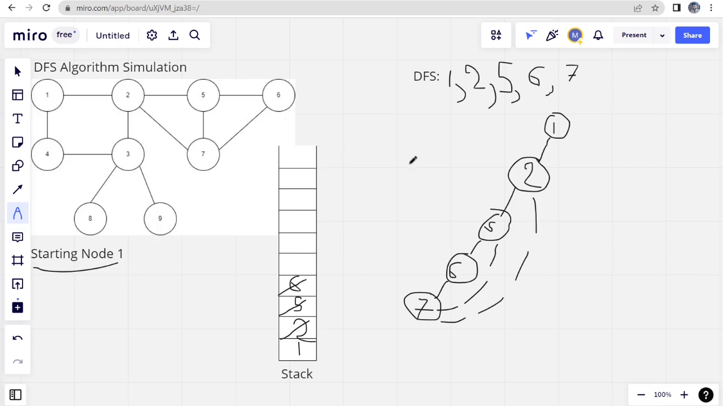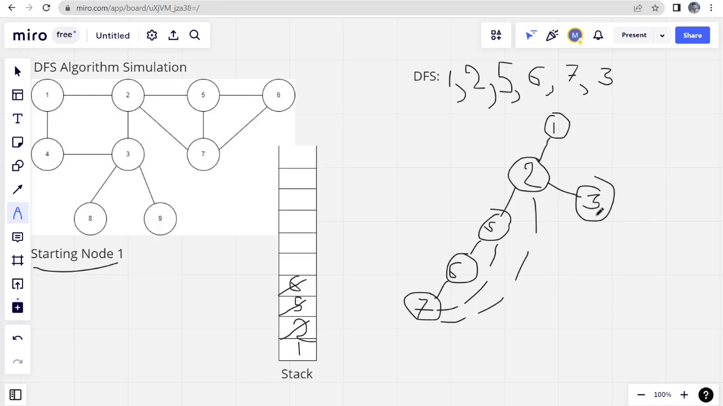From 2 we can go to 5, already visited. From 2 we can go to 7, already visited. We can go to a new node 3. So let's draw 3 over here, and also in our DFS visit 3 will come over here. Okay, so now we will see node number 3.